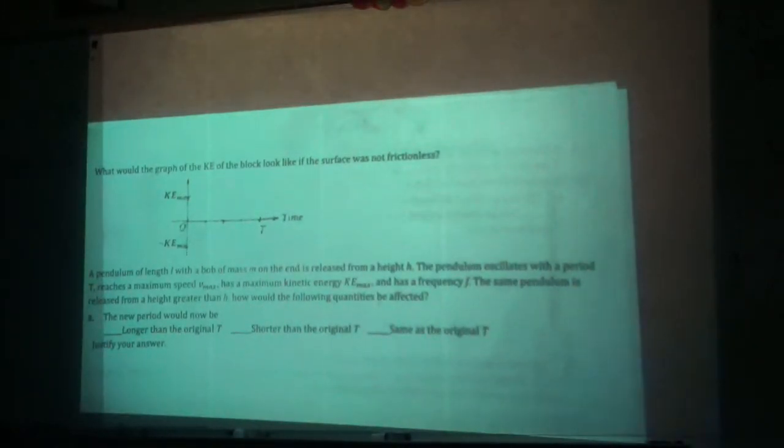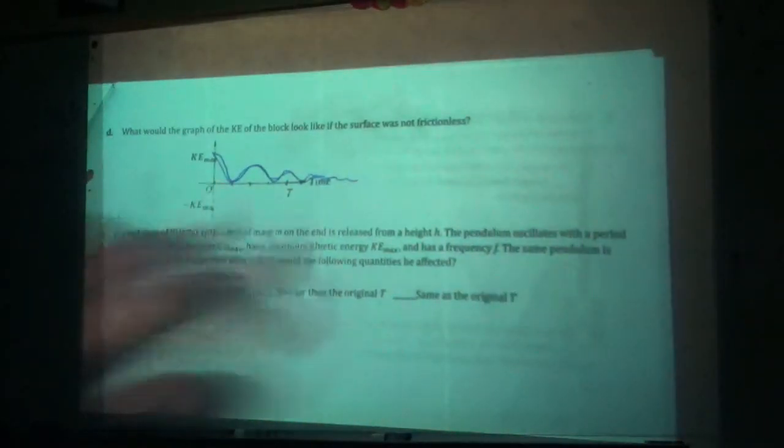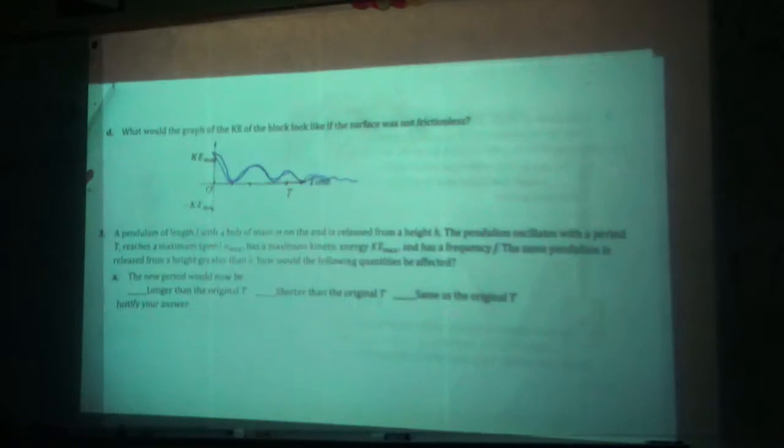And what would the kinetic energy of the block look like if the surface was not frictionless? Well, it would start to lose kinetic energy. It would start with whatever kinetic energy it started with, but then the next one would be less, and then the next one would be less, if you were to continue on until it gets to 0. Depending on how much friction, that would tell you how quickly it dies off, but over time it would lose more and more of its kinetic energy, so that your maximum would finally go to 0.